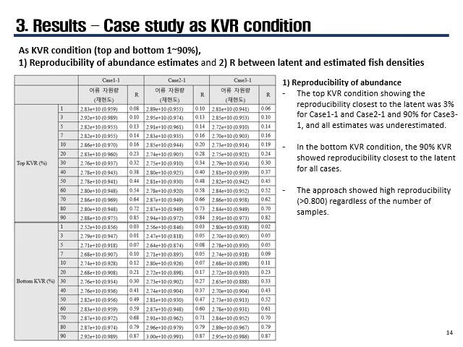Next, we show the case study on cable condition. The reproducibility of abundance. The top cable condition showing the reproducibility close to the rated was 3% for case 1-1, and case 2-1, and 90% for case 3-1. And all estimates were underestimated. In the bottom cable condition, the 90% of cable shows reproducibility close to the latent for all cases. And the approach shows high reproducibility over 0.8 regardless of the number of samples.